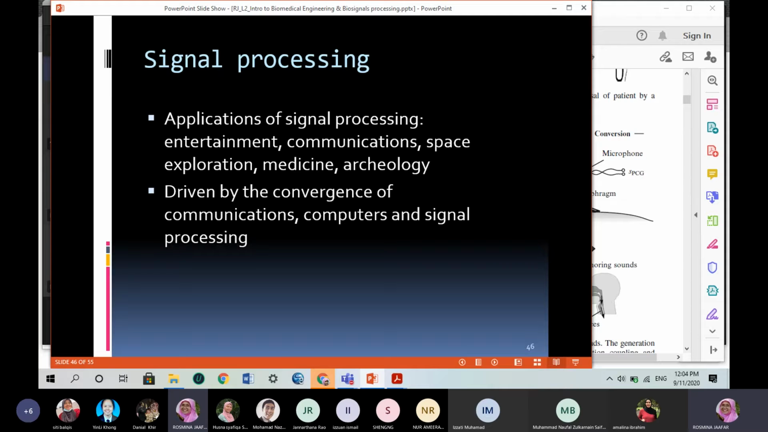Space exploration, of course, there are images of space. You need to do the signal processing so that you can have clear images, filter this and filter that and so on. Same thing with medicine and archaeology. Even archaeology data from many years, you need to do processing also.